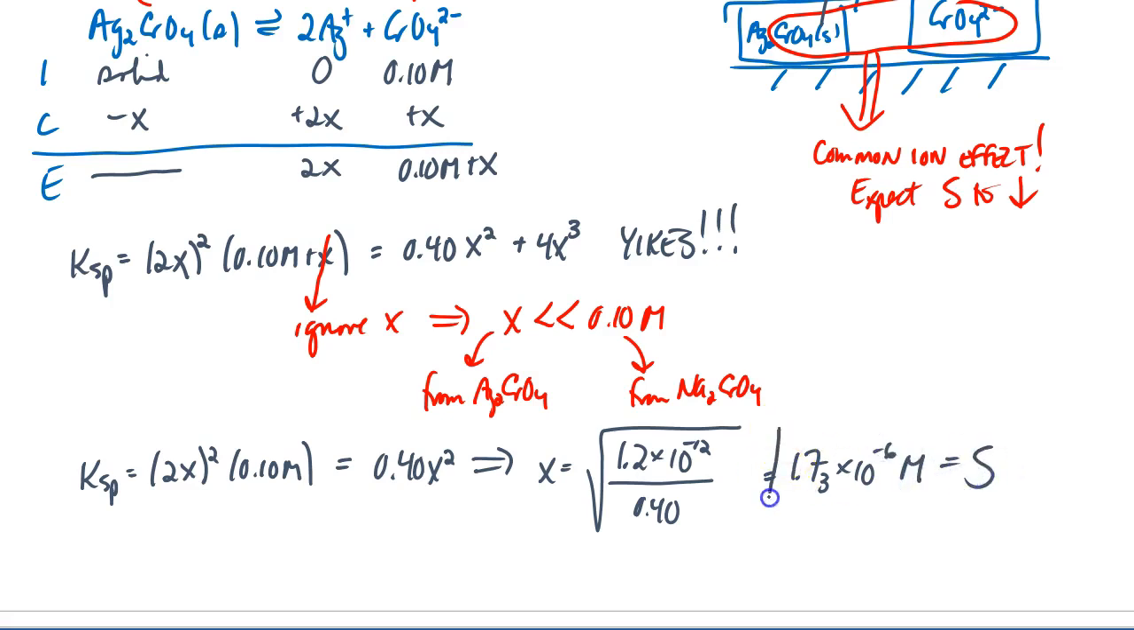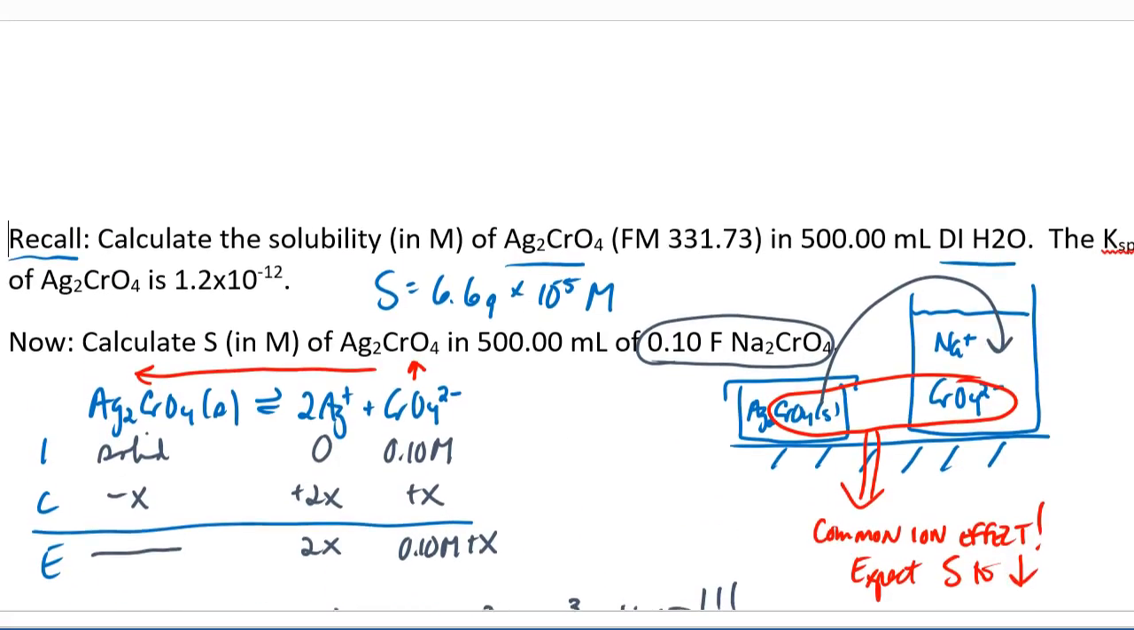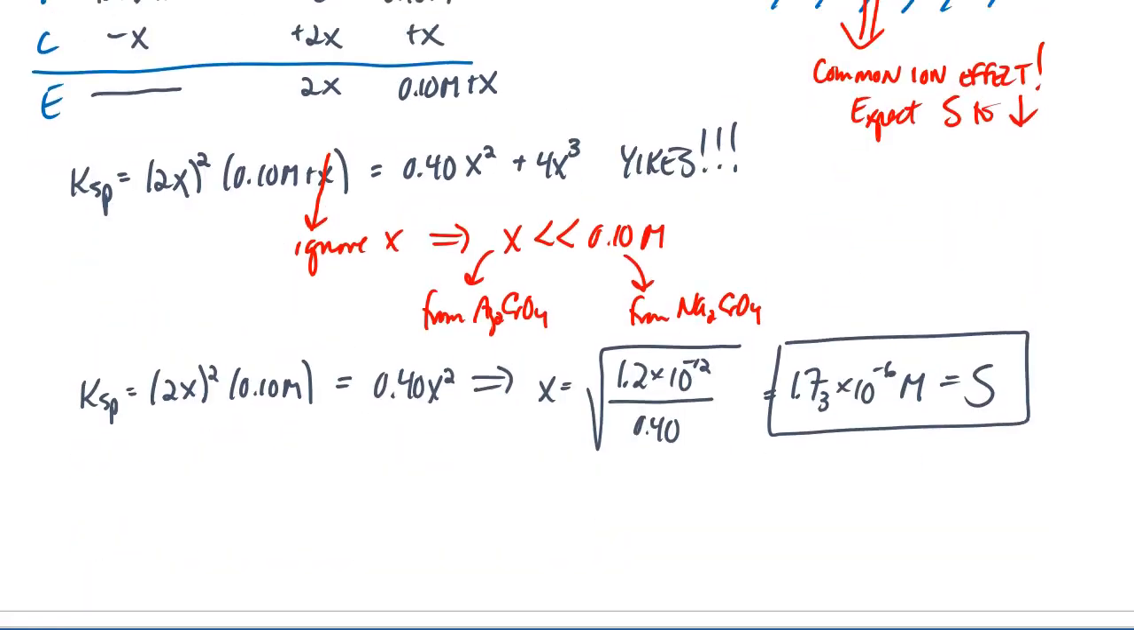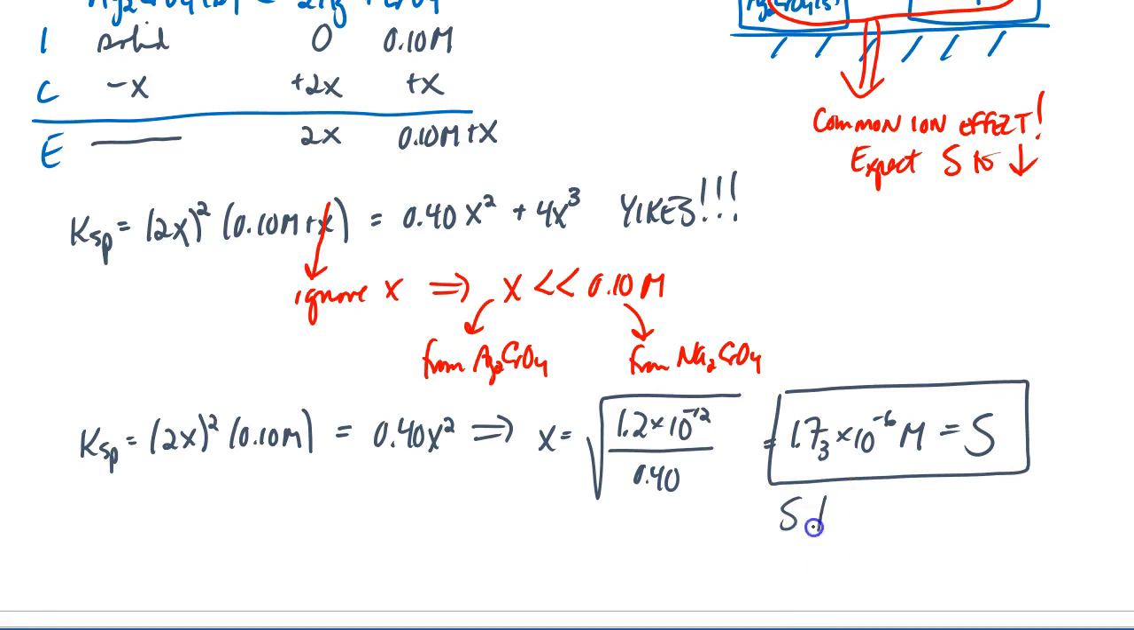That is the solubility. And do you remember what it was in deionized water? It was this, 6.7 times 10 to the negative 5th. So yes, the solubility did decrease in the presence of a common ion.